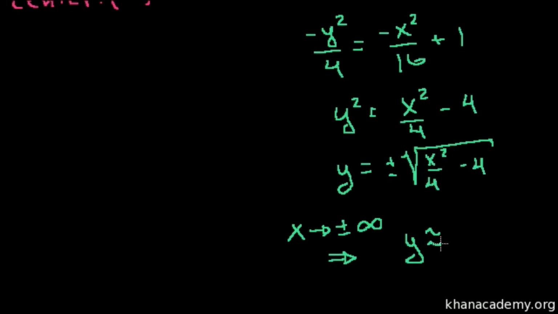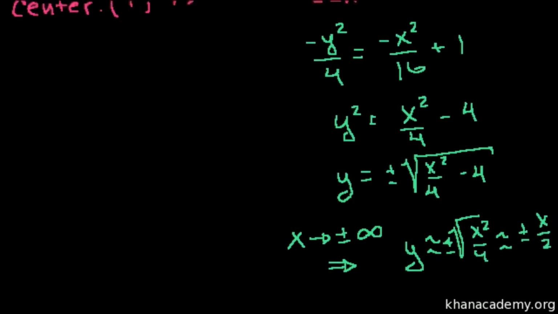So as you approach positive or negative infinity, y is going to be approximately equal to the positive and negative square root of x squared over 4, so y would be approximately equal to positive or negative, what's the square root of this? x over 2, or 1/2 x.